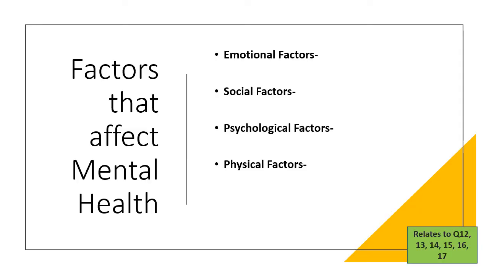So the next few slides relate to questions number 12 through to question number 17. And we're looking firstly at factors that affect mental health. So you will see here, and I'm going to talk through these individually a little bit more, you'll see emotional factors, social factors, psychological factors, and physical factors. So you might want to just think for a few minutes, just before you do move on to the next slide, what these factors may mean, what do you think they mean?